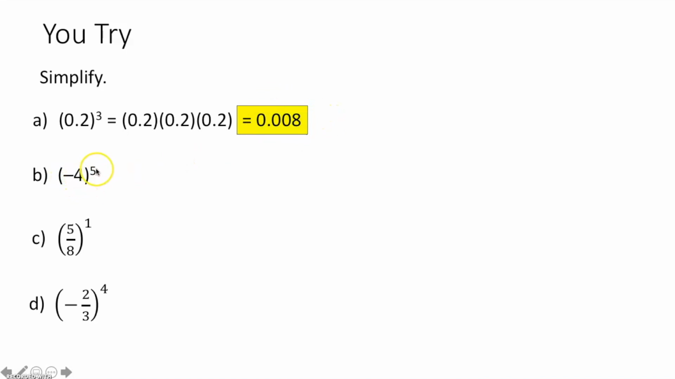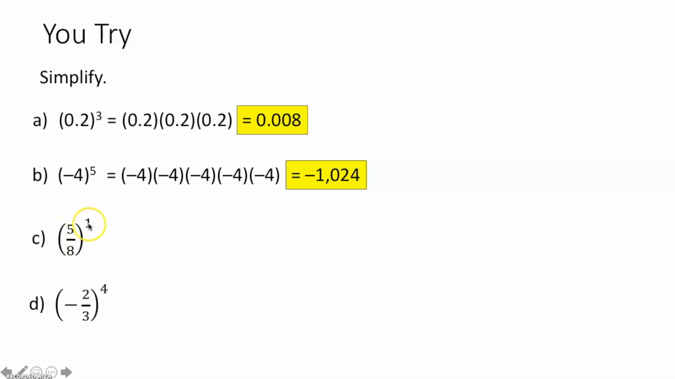Here we have -4 raised to the 5th power. Again, it's important that the -4 is in parentheses. Otherwise, we would just go 4 to the 5th power and then multiply it by this negative out front. So here we have -4 multiplied by itself 5 times. That's going to give you -1024. Now, how did we know it was going to be negative? Remember, this is an odd exponent. So anytime you have a negative number raised to an odd exponent, it's going to stay negative. If this was an even number, it would have turned positive.